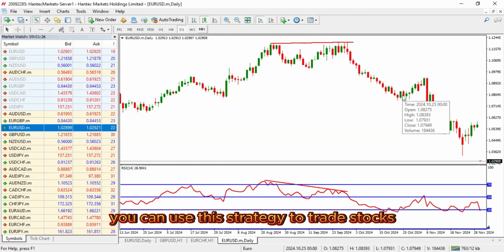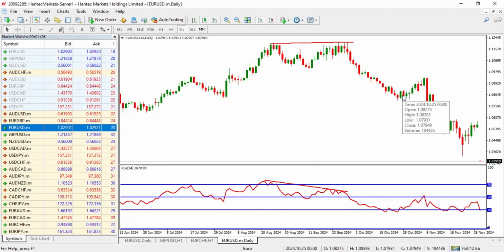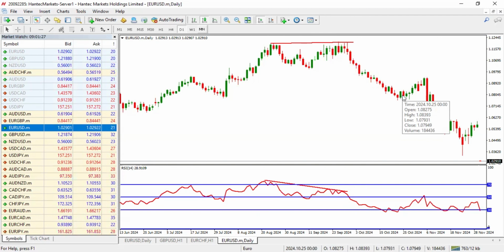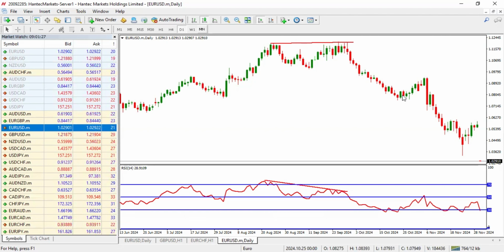You can use this strategy to trade stocks, crypto, or forex, regardless of who you are as a trader. And you can trade this strategy in all time frames. You can trade it in smaller time frames. You can trade it in higher time frames. But the higher the time frame, the stronger the reliability of the signal.